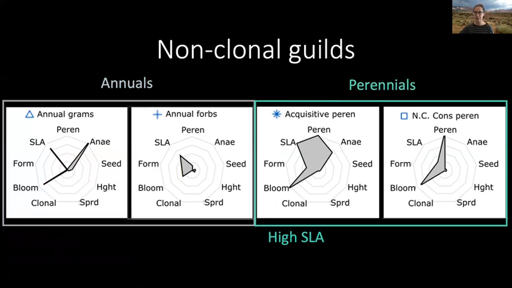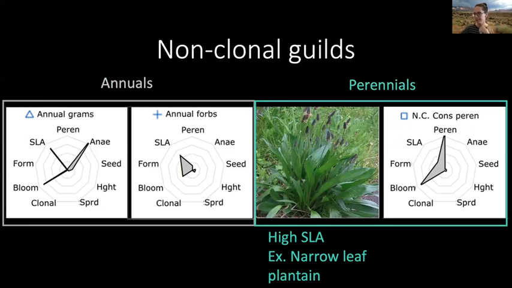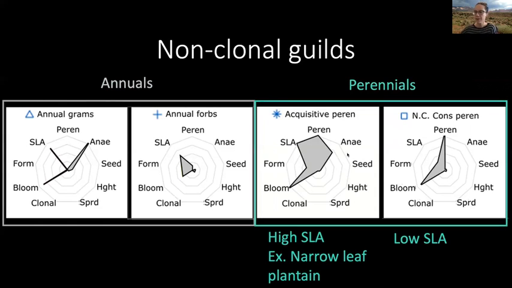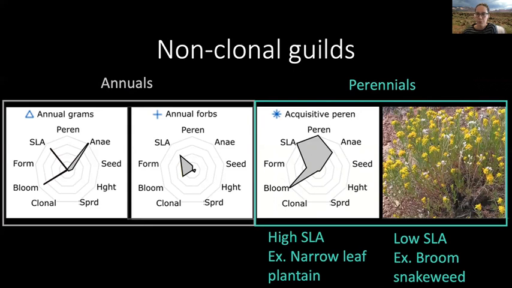Now on the perennial side of things, these 2 guilds were differentiated primarily by specific leaf area. So we had a guild of high specific leaf area species. These are the resource acquisitive species. For example, narrow leaf plantain. And then a resource conservative guild with a much lower specific leaf area. And broom snakeweed is an example species in this guild.